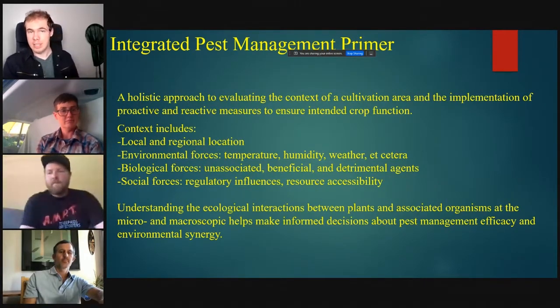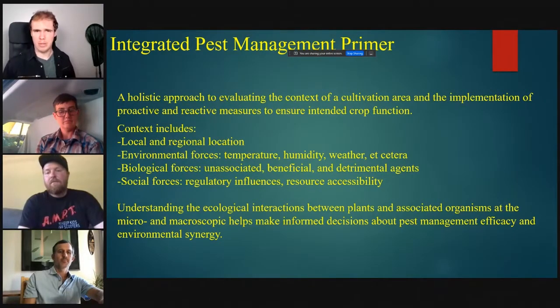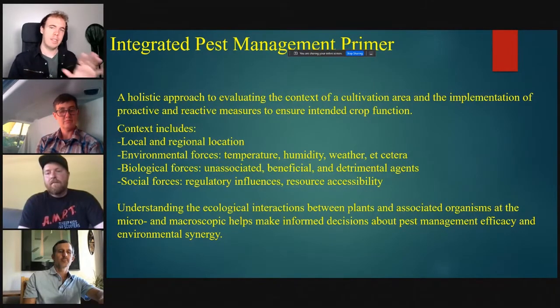I already mentioned things like biological forces, but also things like your social forces, the things that are accessible to you, your resources, your regulatory bodies and things like that that will influence what you can and can't use potentially, and various factors like that. All of those things combine to become part of your integrated pest management system, and you have to consider all of these facts and all of these facets.